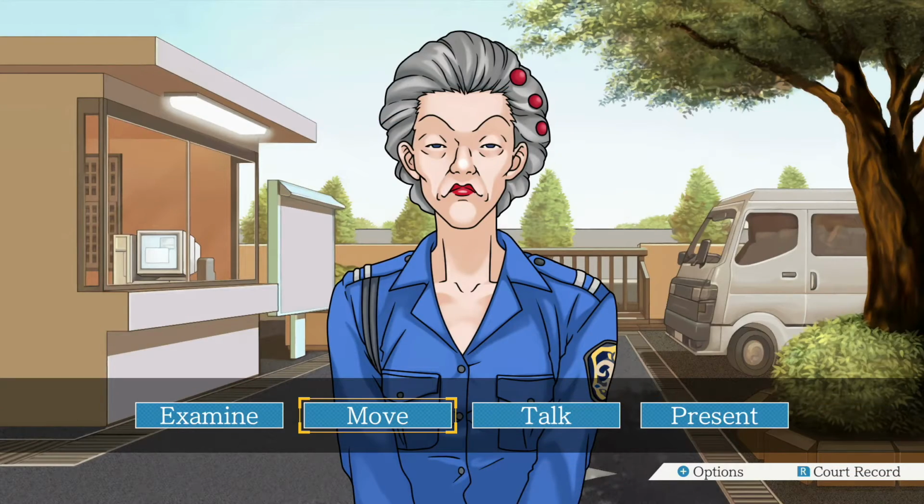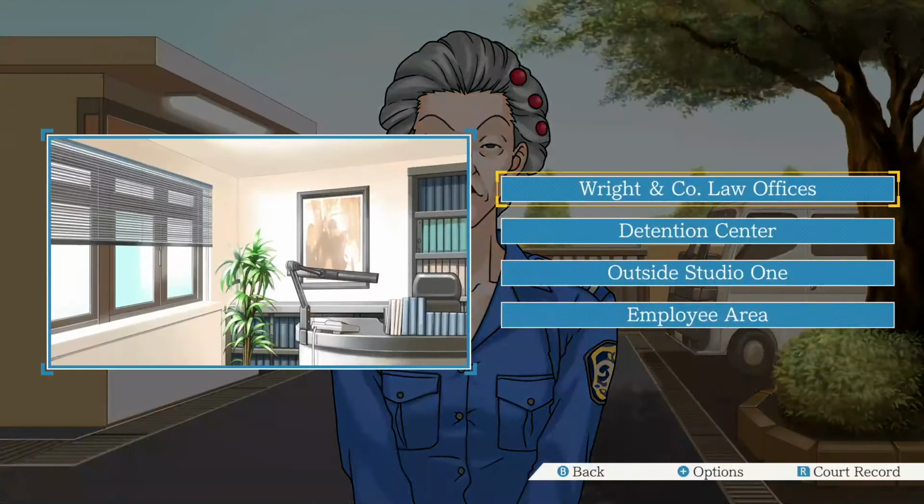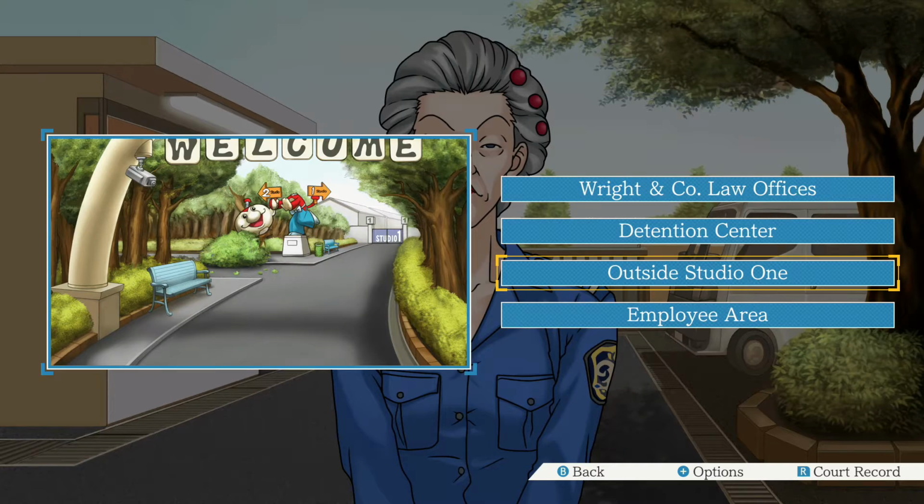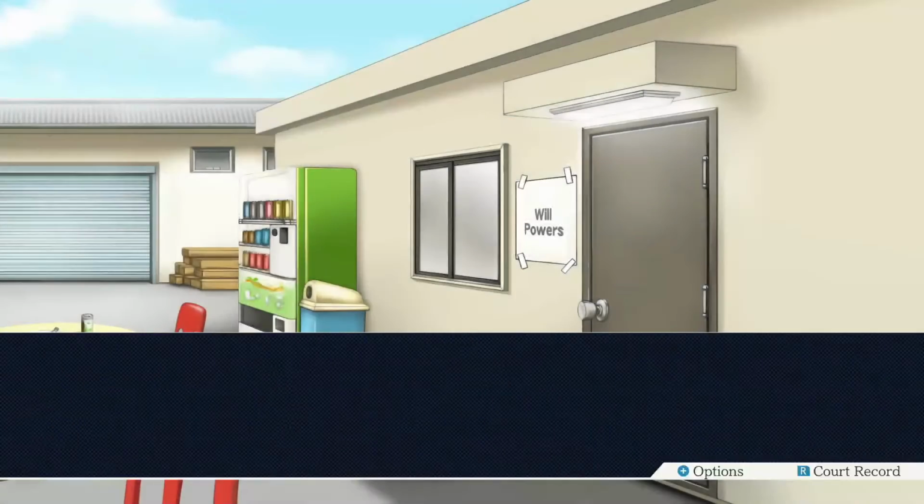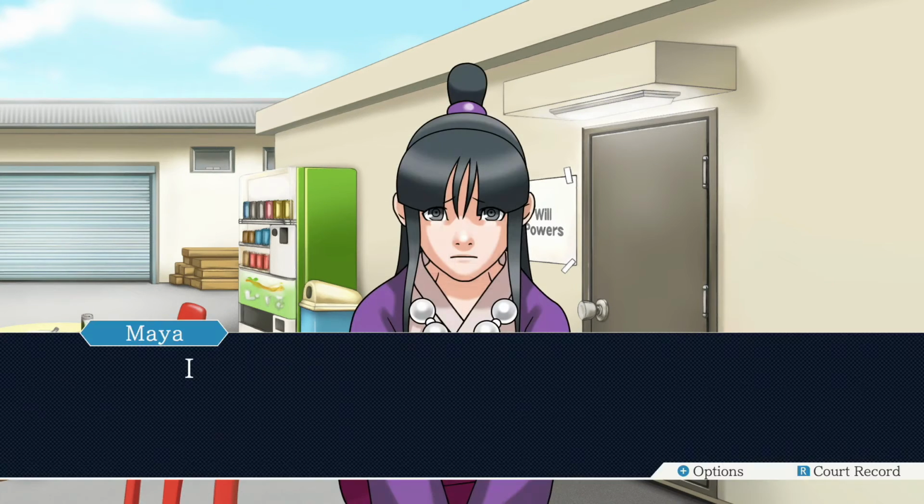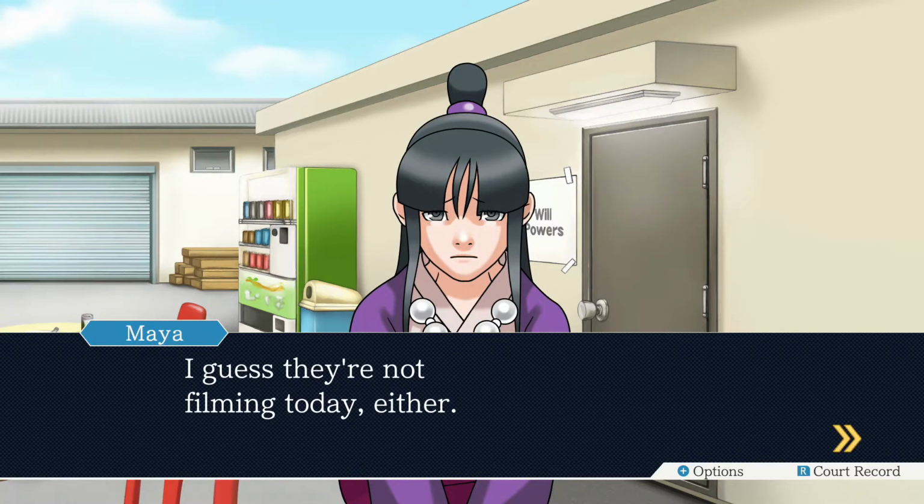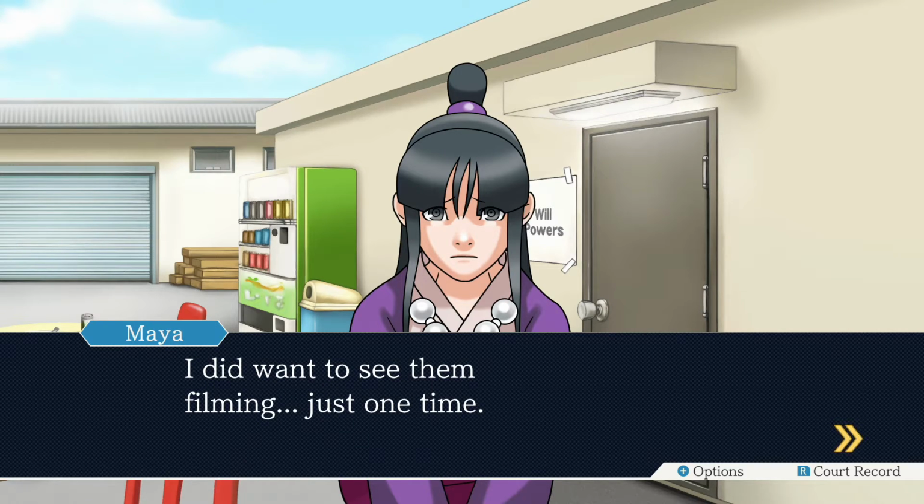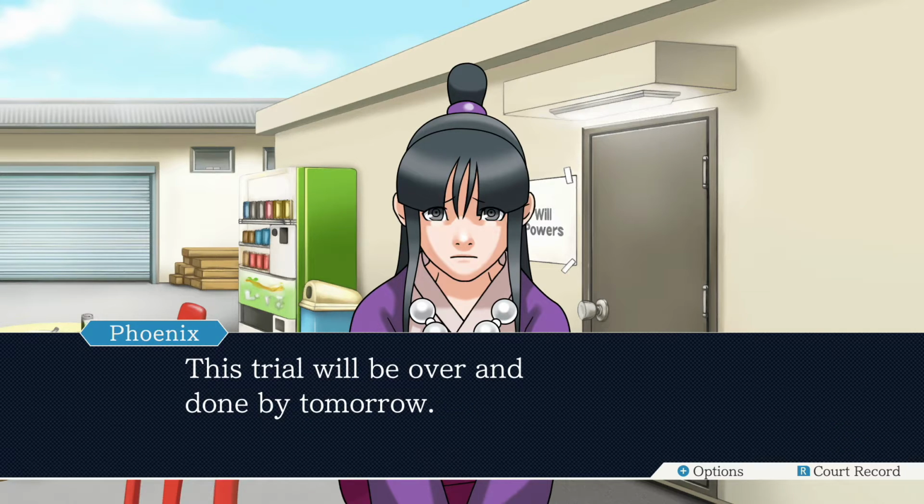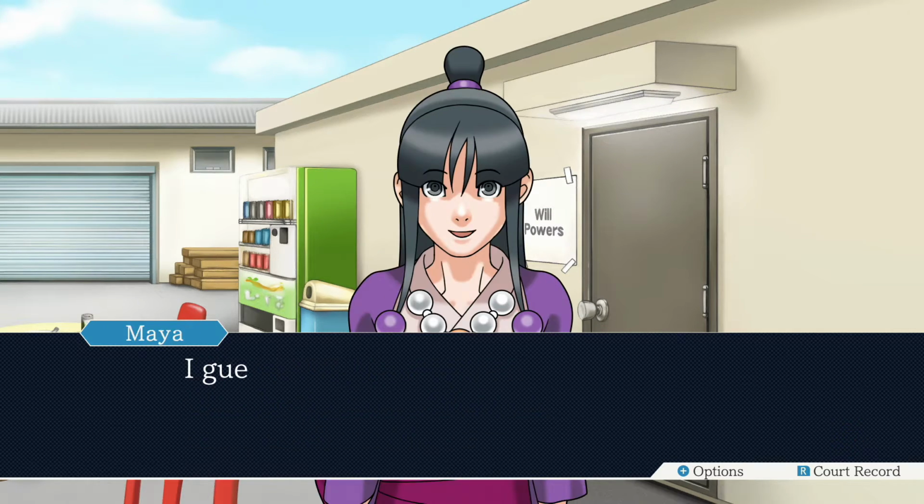I think you can go to Studio One. Oh. Yeah. No, outside Studio One employee area. Okay, let's try that. Oh, yeah. I guess they're not filming today. Why the fuck How would they film? One of the stars is dead, Maya. I did want to see them filming just one time. Sure, I'll be over by tomorrow. You can come see them film later. I guess.